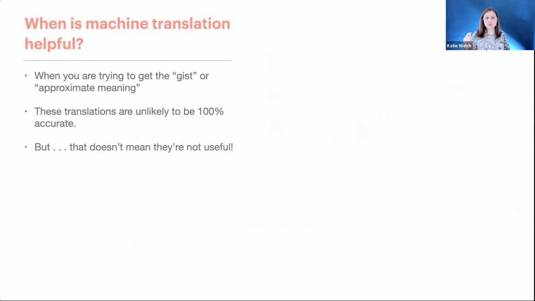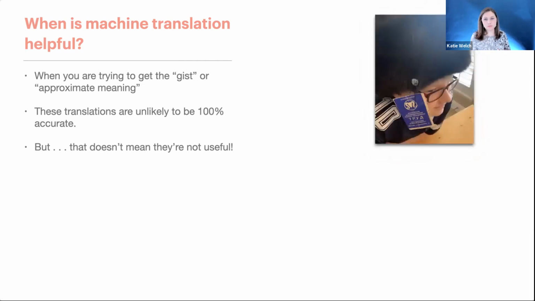Where it's useful is when you're trying to get the gist or the approximate meaning of something. These translations are not going to be 100% accurate because of all these limitations. There are going to be some issues, but that doesn't mean that they're not useful. As an example, this is my son, Hunter, and recently my family was talking about some of the current events in the world, and we were discussing Russia.